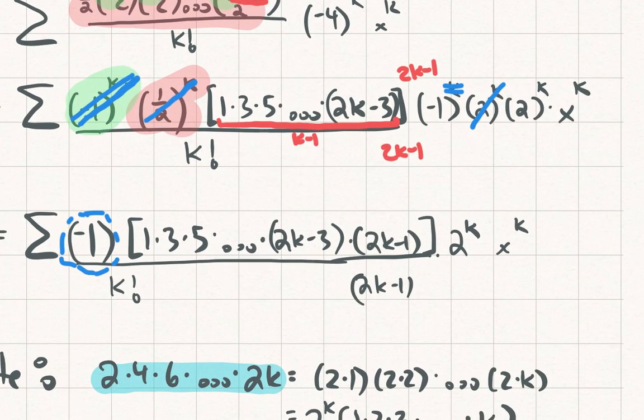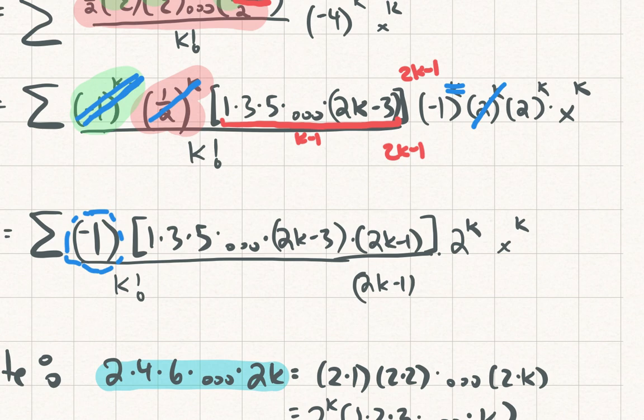And then I'm left with the following thing. I have this negative 1 times all the odd numbers from 1 up to 2k minus 1 multiplied together, times 2 to the k, x to the k, and then we're dividing by k factorial and this 2k minus 1. It'd be nice to come up with a nice expression, because writing just the odd numbers multiplied together is not particularly simple. But I want to note the following thing.